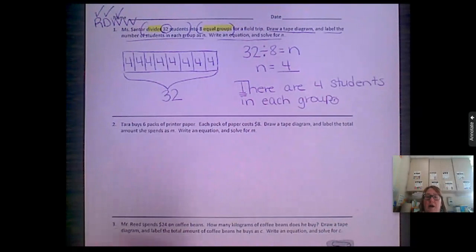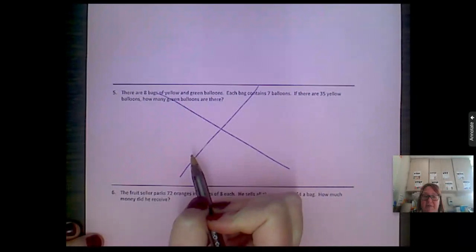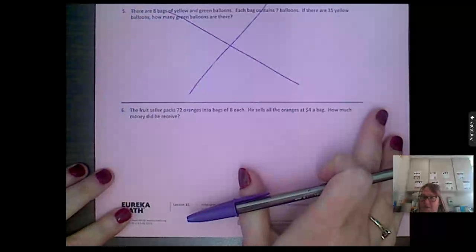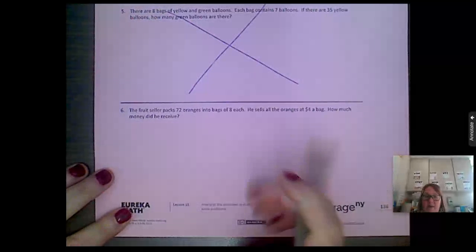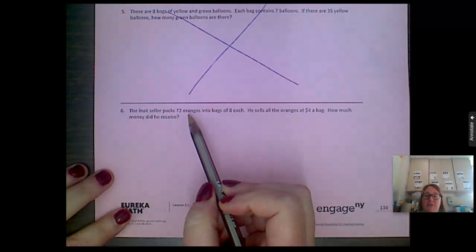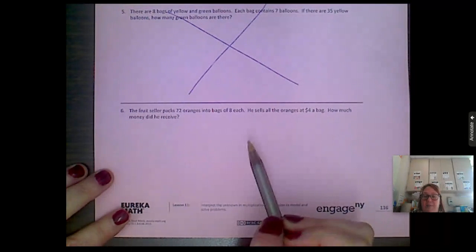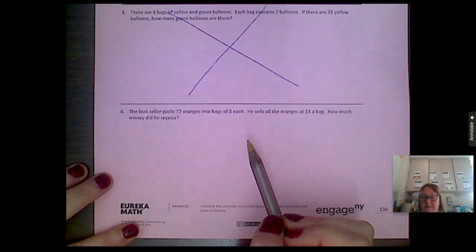Okay, so I feel like we have done this enough that I want you to try some of these on your own. Maybe you are ready to go. Maybe you're a little bit leery. If you are feeling super confident, go ahead and work. Let me just give you a heads up on the back so that we could cross out number 5. And I want you to look at number 6. Okay, so I'm just going to read this to you just so if you're going to work on your own, you have a little heads up. So the fruit seller packs 72 oranges into bags of 8. He sells all the oranges at $4 a bag. How much money did he receive? What do you notice for this one?